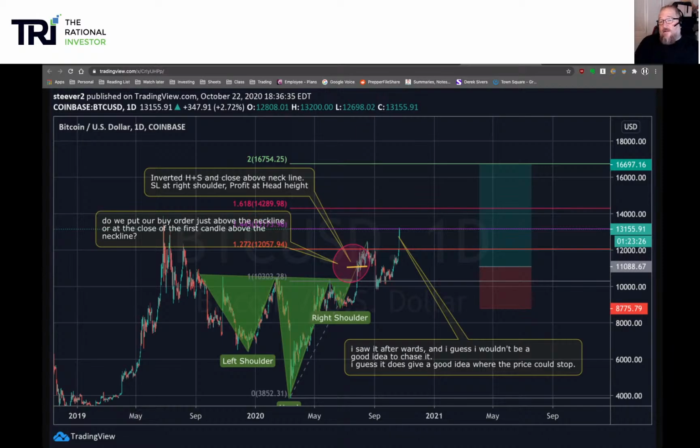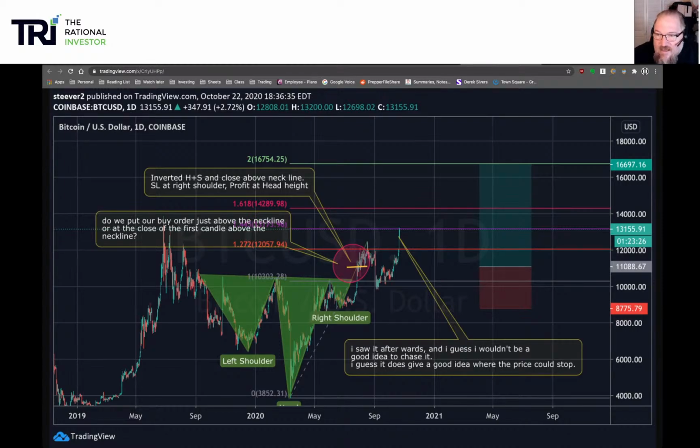Well, all right. So let's talk about the questions you have in here. Do we use the buy order just above the neckline or at the close of the first candle above the neckline? So here's how I do my trade entries. Whatever the market structure is that I'm using for my trade, whatever candle closes that market structure, so confirms that market structure, I look to enter on the candle body opening of that candle, right?